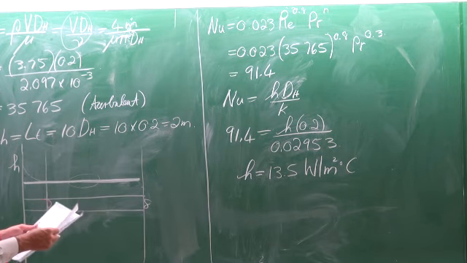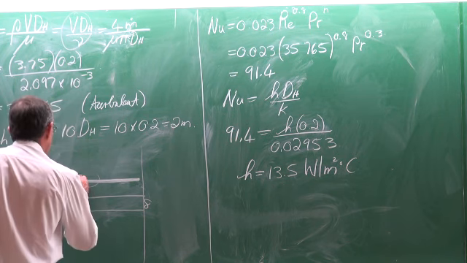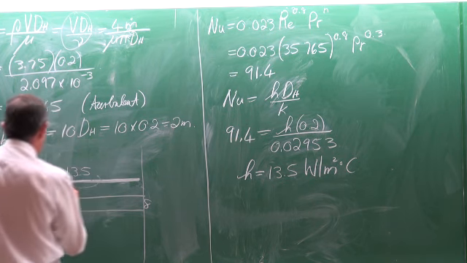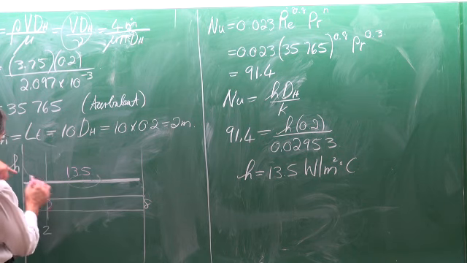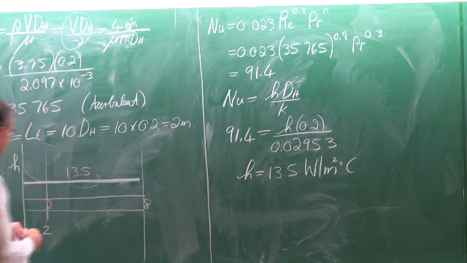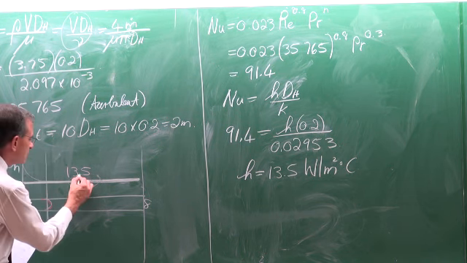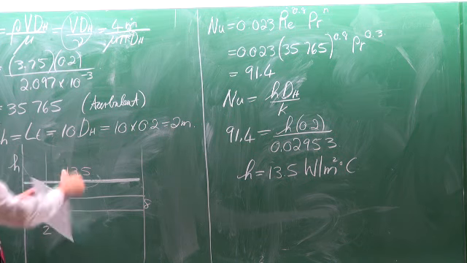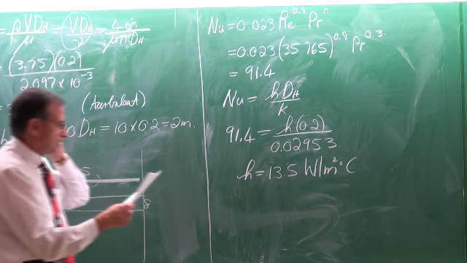Okay, so now we have the heat transfer coefficient, which is 13.5. And again, we remember it is for 6 meters of the tube. There it will be a little bit higher. We don't know what the value is. And again, what is also important to remember is that the accuracy of these heat transfer coefficients is about 20 to 40%. So in any case, it is not that accurate, but it's a good estimate.